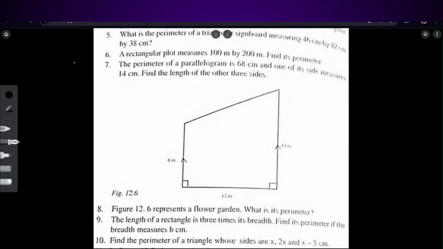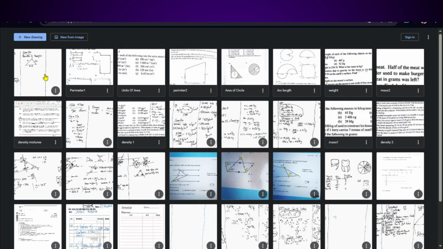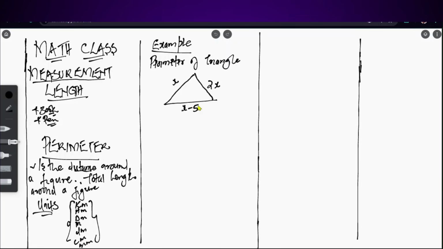They want me to get the perimeter of that. I will follow the same procedure. I know that perimeter is the distance around a figure. If this one is point A, this one is point B, and you have C here, perimeter is moving all around this figure. From A to B the distance is x. They have used an unknown here. I add the distance from B to C, it is 2x. Then I add the distance from C to A, that is x minus 5.